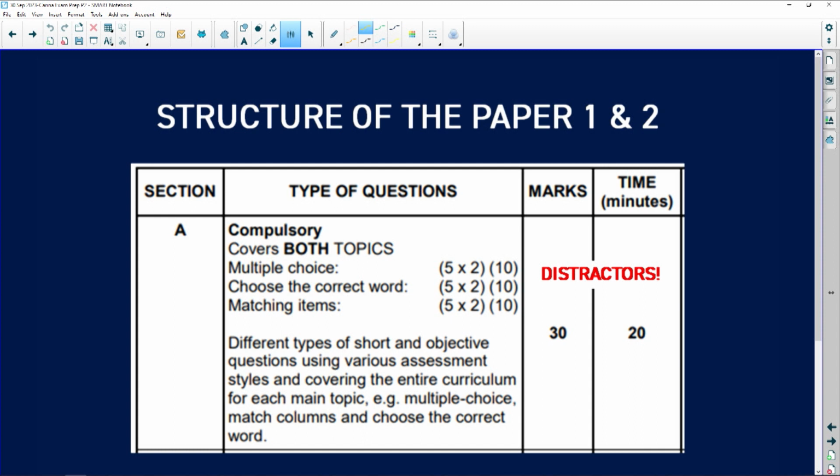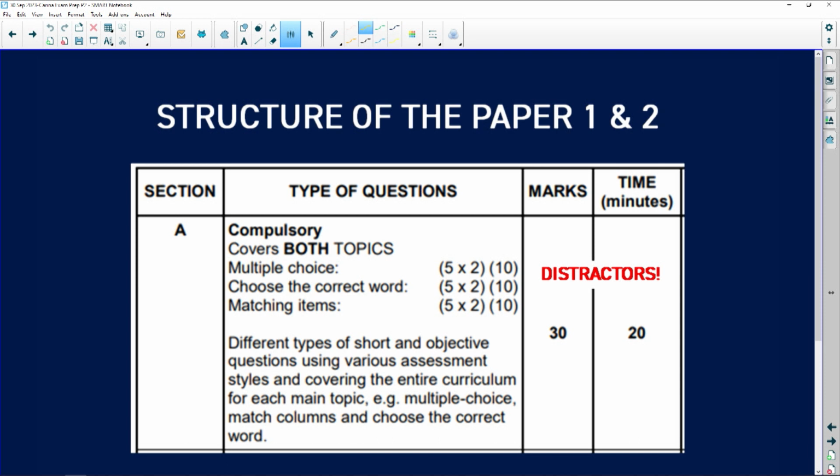Before we start with that, however, it would be useful to look at the structure of the paper. It hasn't changed from paper 1. You still have section A, which consists of your multiple choice, your matching items and choose the correct words. It is a compulsory section, and you also have distractors in this section.